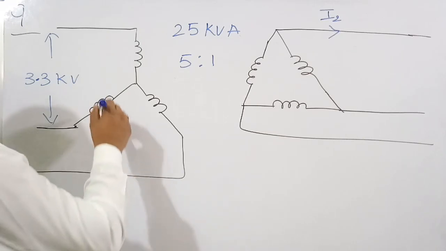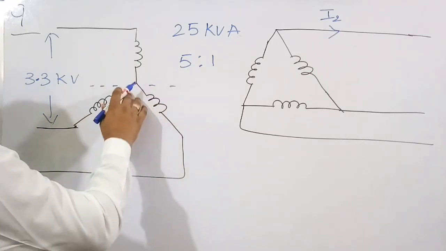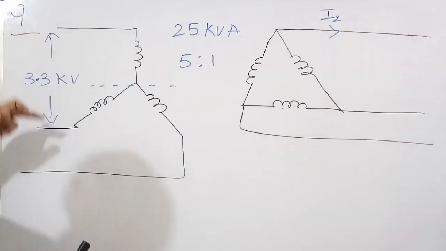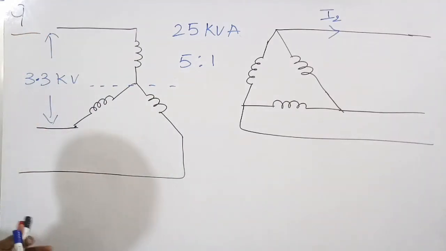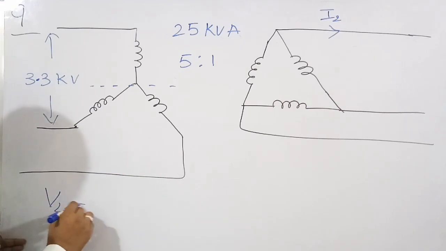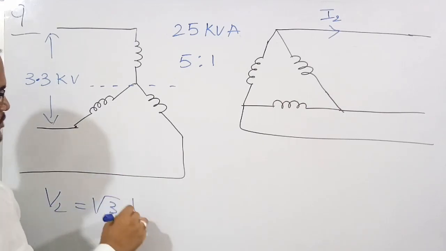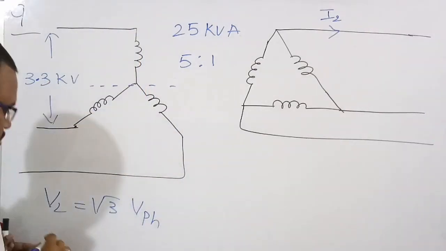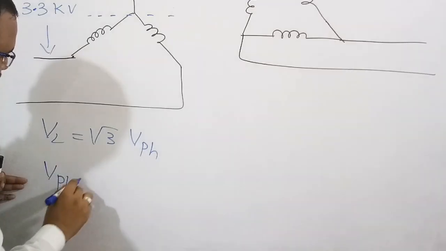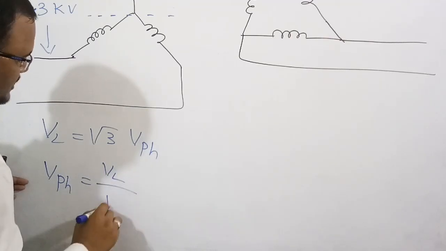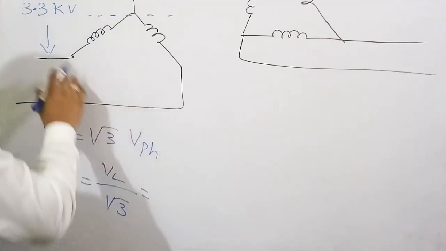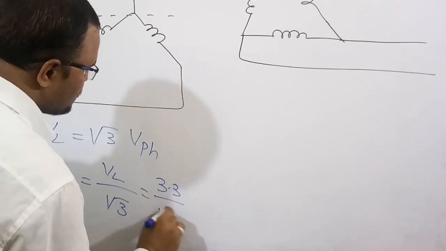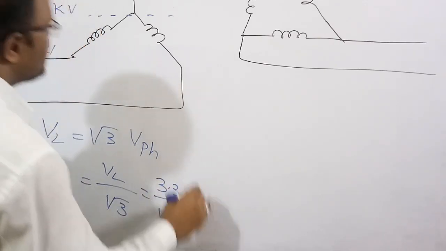Now I need to find the phase voltage. Phase voltage means line to neutral. Line voltage means line to line. In a star connection, line voltage is always equal to root 3 times the phase voltage. But now I need to figure out the phase voltage. So the phase voltage is equal to line voltage by root 3. The line voltage is already given, which is 3.3 kV. So the phase voltage is 3.3 by root 3 kV.